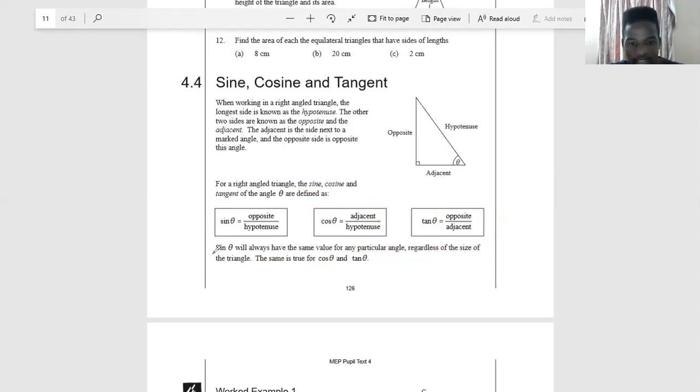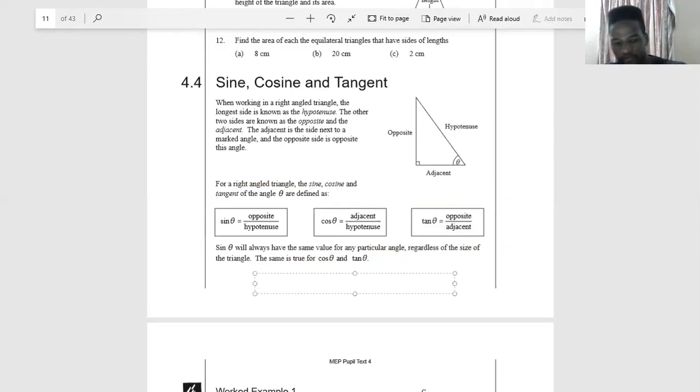And then sine theta will always have the same value for any particular angle, regardless of the size of the angle. The same is true. So this statement might be confusing for you guys. So we have five, sorry, we have 5 angles that are special.